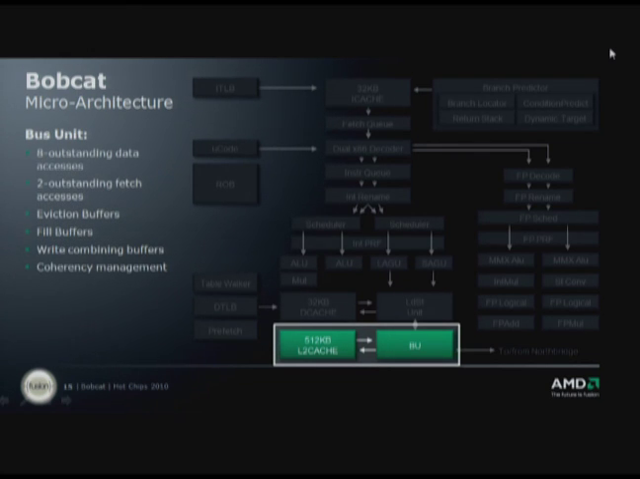Bus unit, it can support 8 outstanding data accesses, 2 outstanding fetch accesses. It's really the central coherency point of the machine. It manages coherency for the L1s, for the L2. It manages the aliasing issues in the iCache. It also helps forwarding with some of the SMC cases. So it's sort of central. In addition, it's the unit that talks to the north bridge and the rest of the SOC.